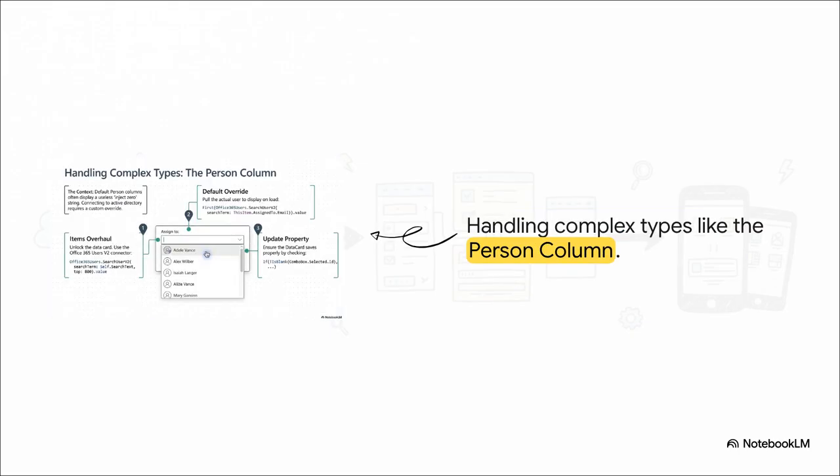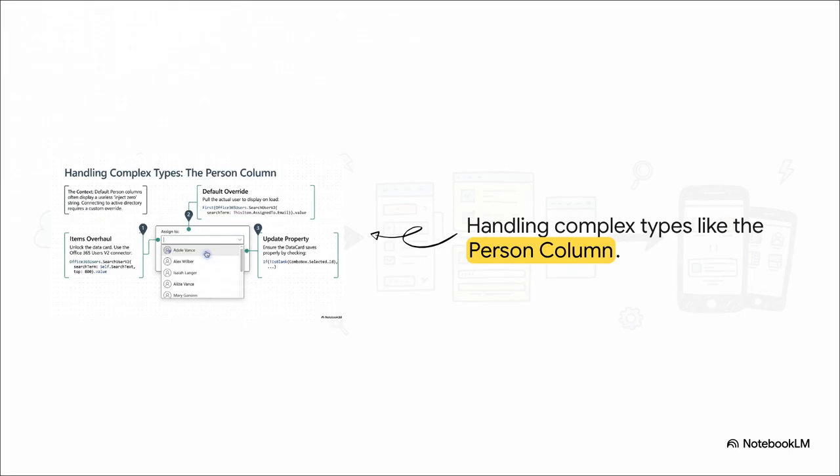But of course, when you connect these forms, you're going to run into complex data types. Yeah, I'm talking about the notorious person column. By default, it often displays this totally useless inject 0 string instead of a name, which is incredibly frustrating. To fix this, you literally have to overhaul the data card. Unlock it, and for the items property, connect to the Office 365 Users v2 connector using the Search User v2 function to pull actual Active Directory data based on your search text.